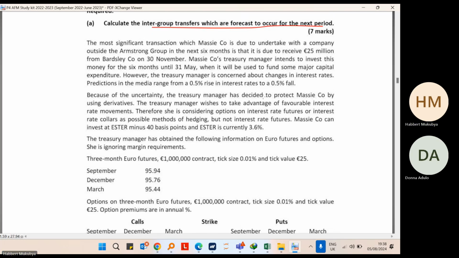And now they're saying that there is a most important transaction which Massey is due to undertake with the company outside Armstrong Group in the next 6 months. It is due to receive 25 million euros from Bardsley on 30th November. So the treasury manager intends to invest this money for 6 months to 31st May, to be used to fund some major capital expenditure. However, the manager is concerned about changes in interest rates, with predictions in the media ranging from a 0.5 rise in interest rates to a 0.5 fall.